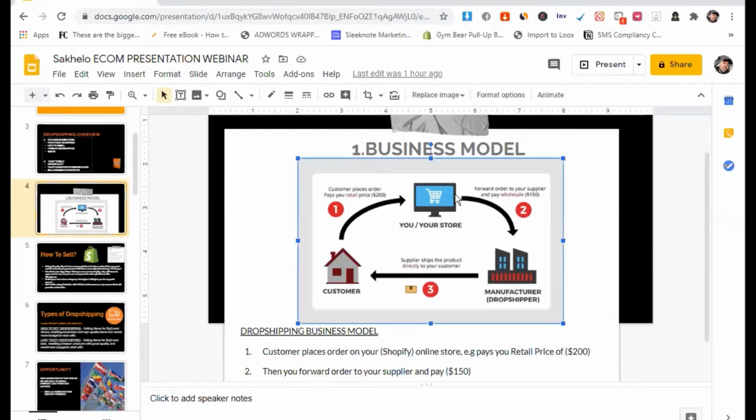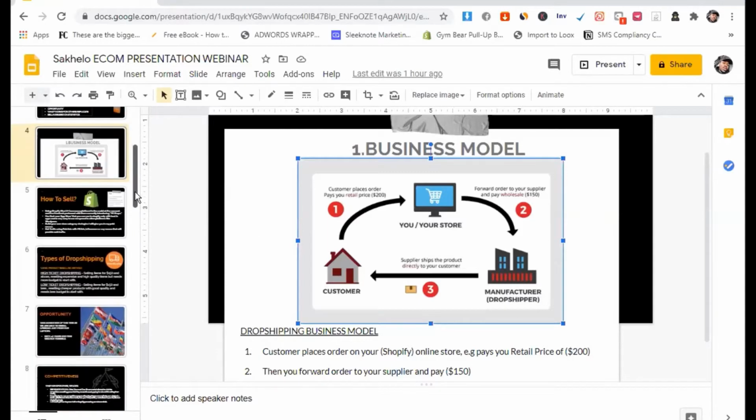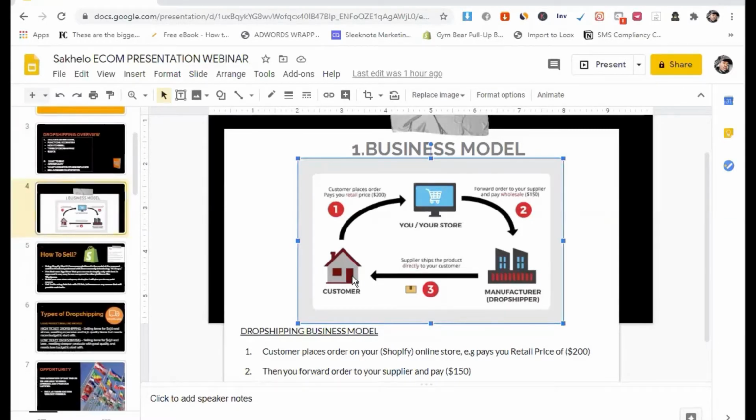Okay, so as you can see here, on the left side, you can see the customer, right? The customer goes onto your online store and pays a retail price of $200. Please just note that it's the retail price. Then they place an order maybe for a backpack for $200.